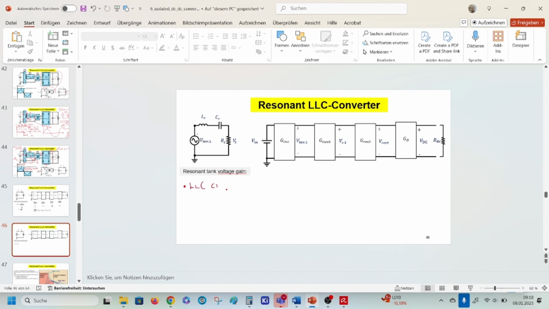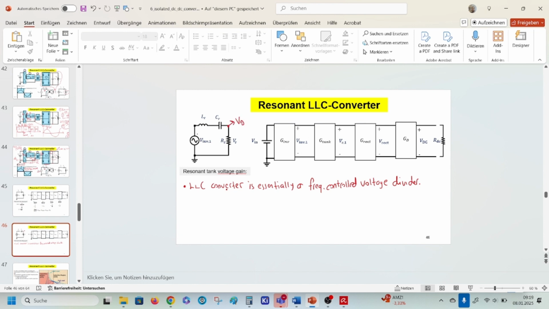LLC converter is essentially the frequency controlled voltage divider. What do we mean by saying this?